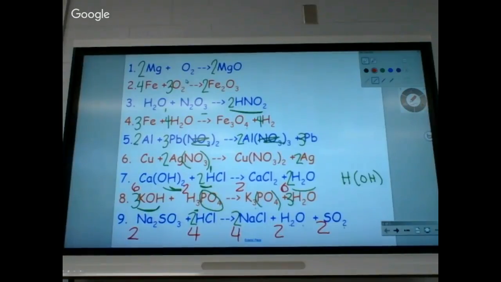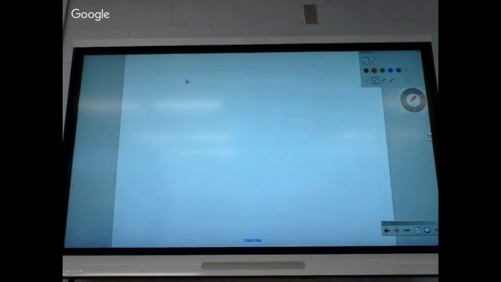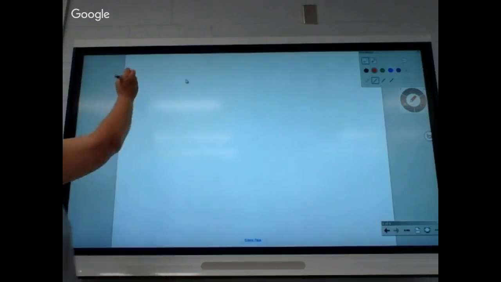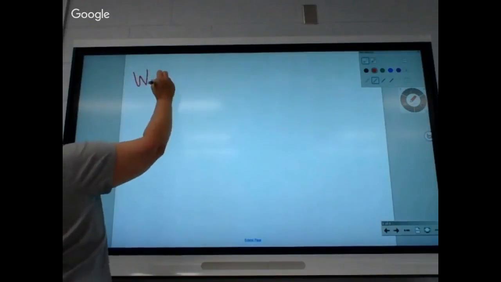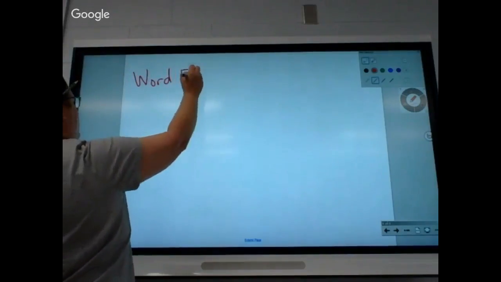Questions about how to balance? Do you feel better about it? No, no. You got homework on it tonight. That's going to help. It'll either be tomorrow or the next day. We'll see. All right. Let's talk word equations. I got 10 minutes or 5 minutes. We can start.